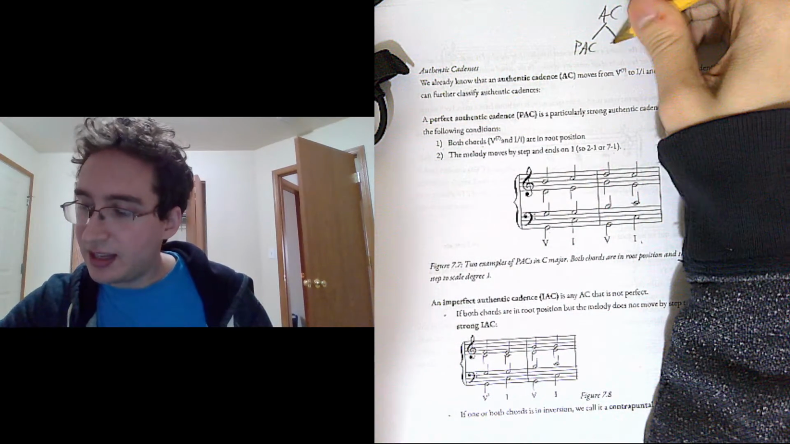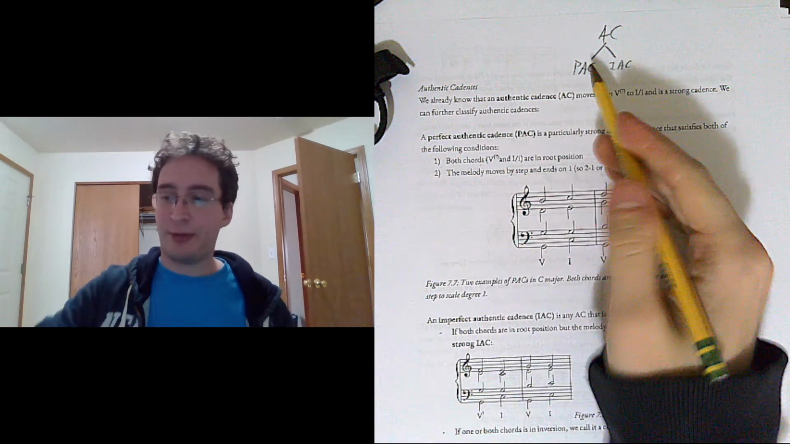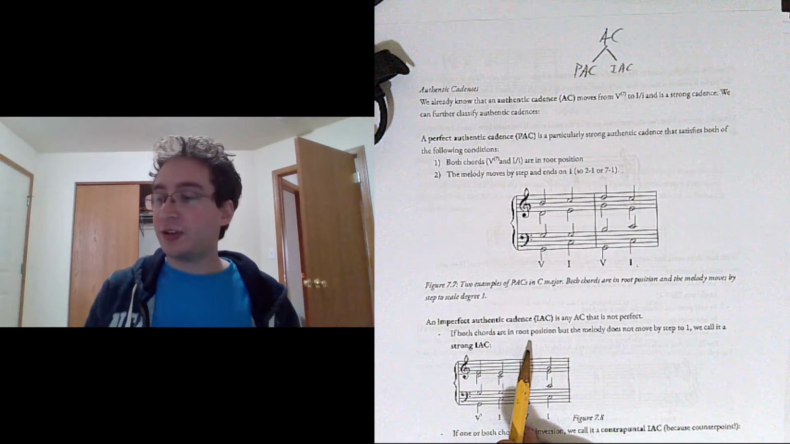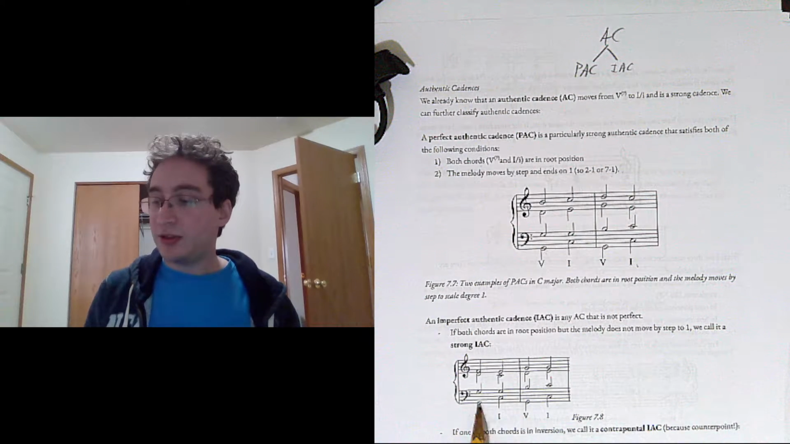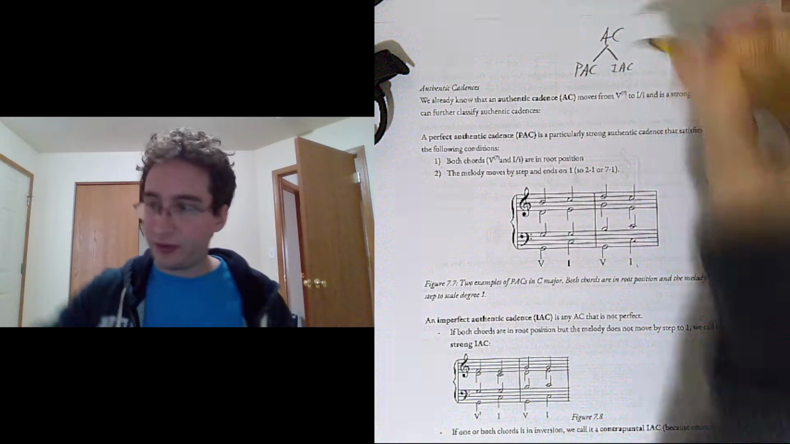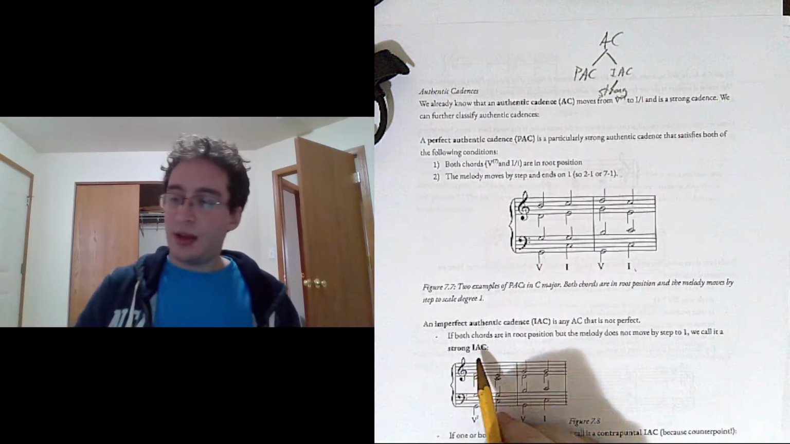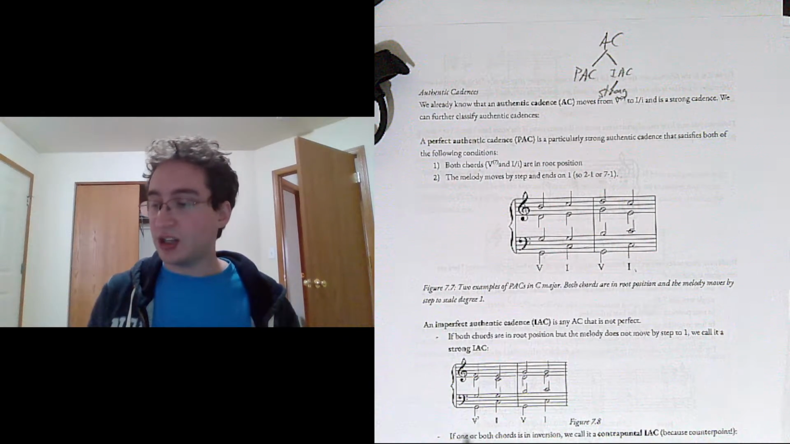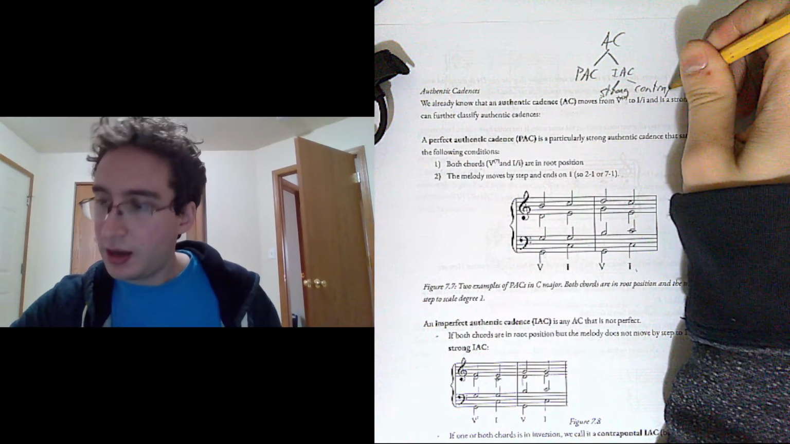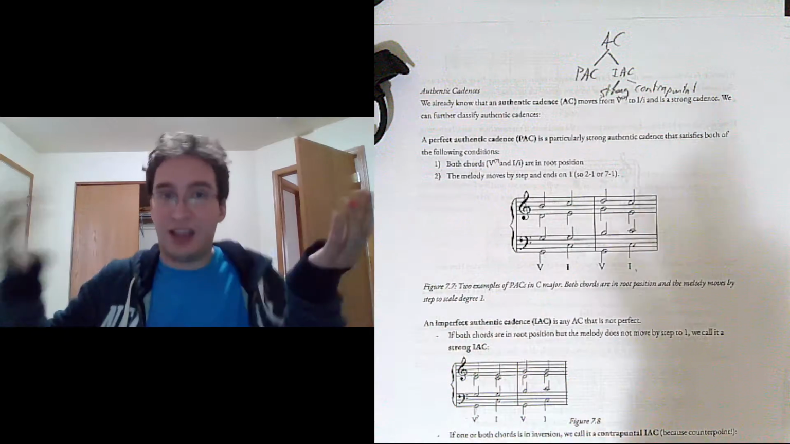The other kind of authentic cadence is an imperfect authentic cadence, which is any authentic cadence that's not perfect. So either it's perfect or it's not. And if it's not, it's called imperfect. So if both chords are in root position, but the melody doesn't move by step, so root position, check, melody does not end on 1, darn. So it's not perfect, but it is an imperfect authentic cadence, and specifically, it's a strong imperfect authentic cadence because both of the chords are in root position. If one or both of the chords is in inversion, we call it contrapuntal, referring to counterpoint because both the top line and the bass line are moving stepwise like counterpoint does.